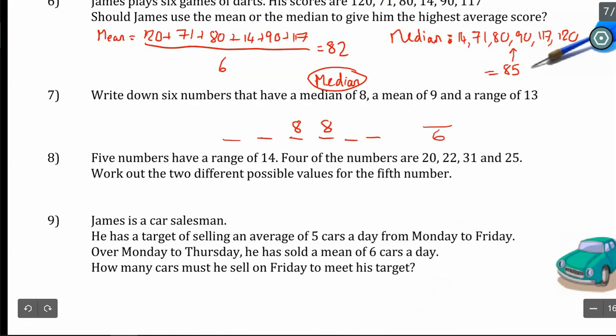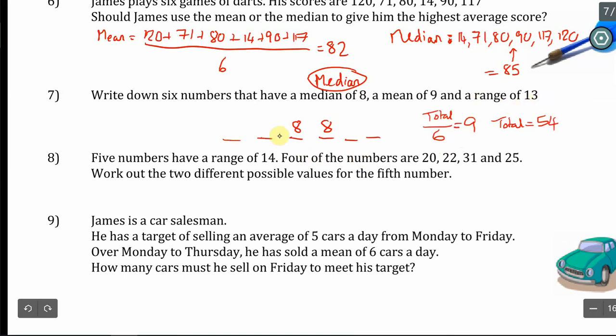So when their total is divided by 6, the answer should be 9. And if I just reverse that calculation, if I do 9 times 6, that will give me the total. So the total needs to be 54. So they've got to add up to 54. Okay, and they have to have a range of 30.